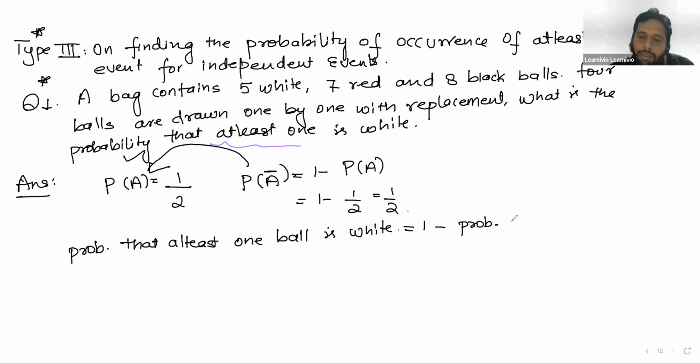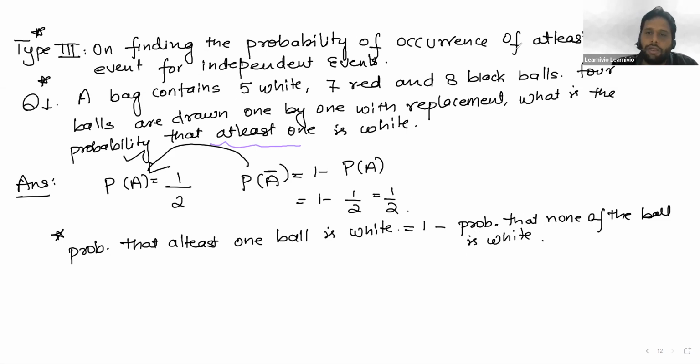Yes, 1 minus the probability that none of the balls is white. Very, very good, Nabil. So always use this formula. This is a very, very good formula. Whenever you are solving a question of at least, use 1 minus the opposite of at least. And the opposite of at least is that none of the balls is white.